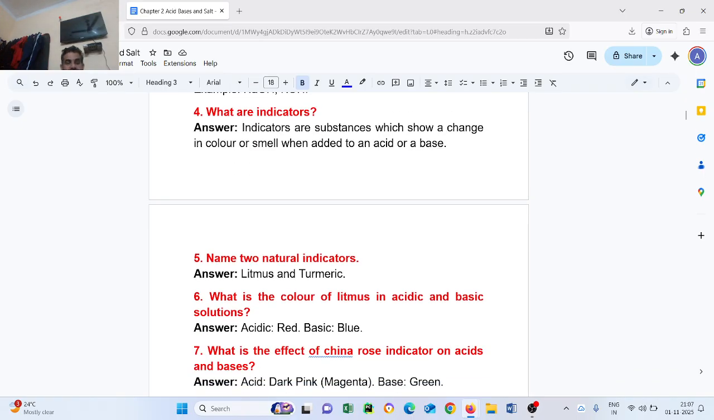Question number 6. What is the color of litmus in acidic and basic solution? In acidic, red; in basic, blue.